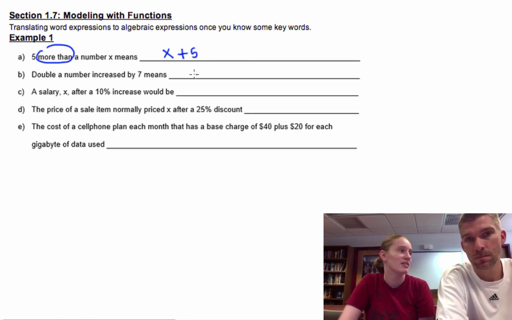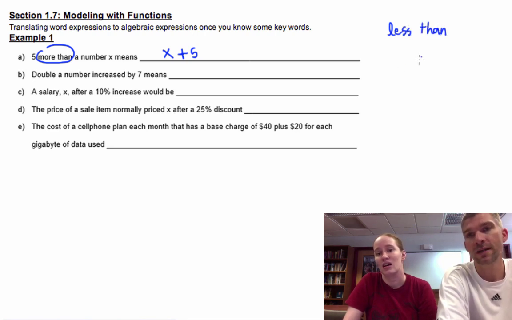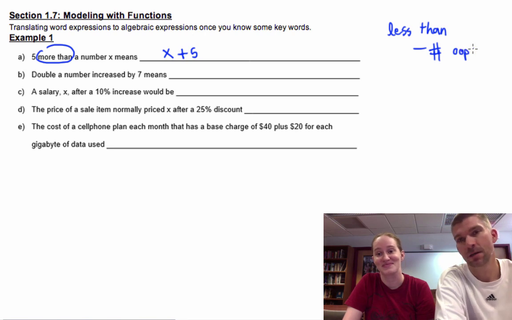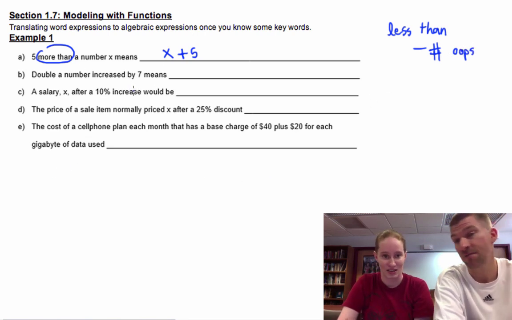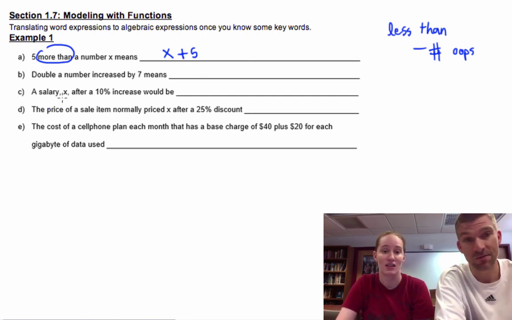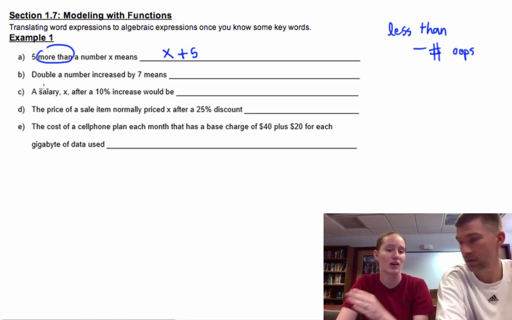Now, technically, that's the same as 5 plus x, because addition is commutative. But less than, if you don't do minus whatever, then you've screwed everything up. So anytime more than, less than means it happens after. Any other one, though, means to go in that order.